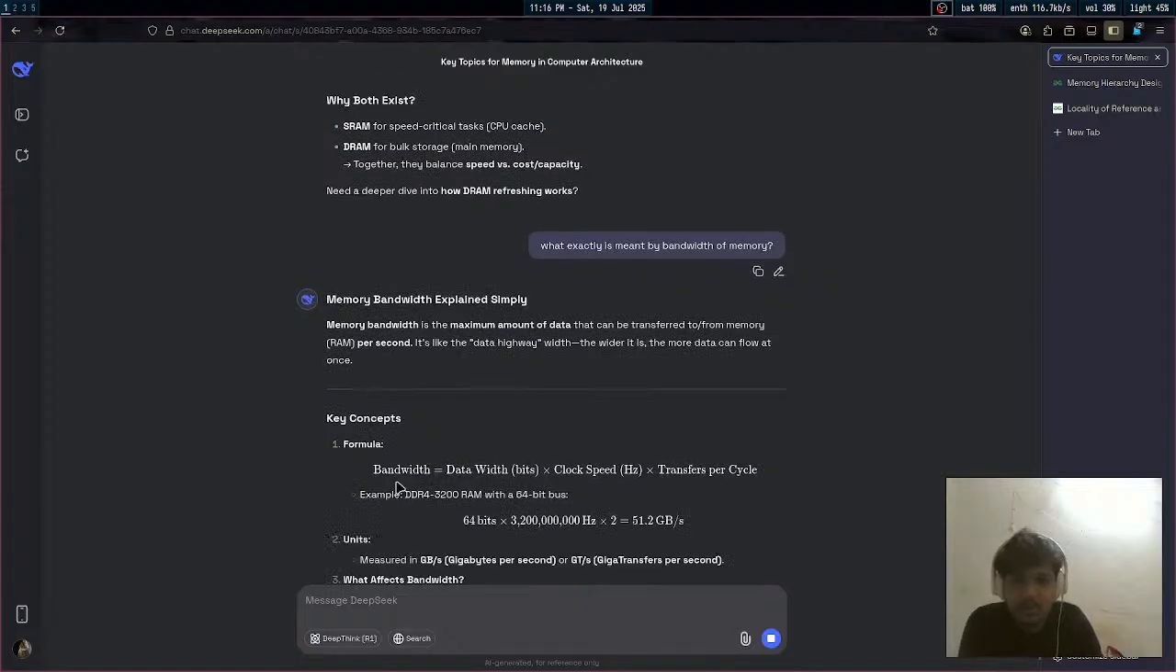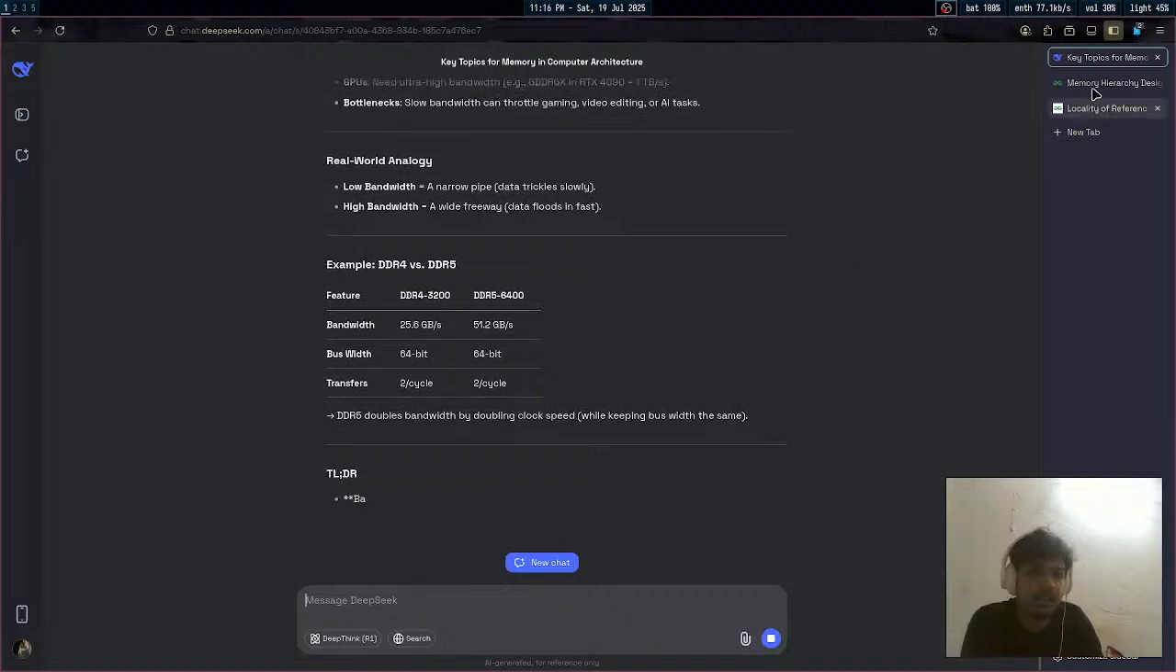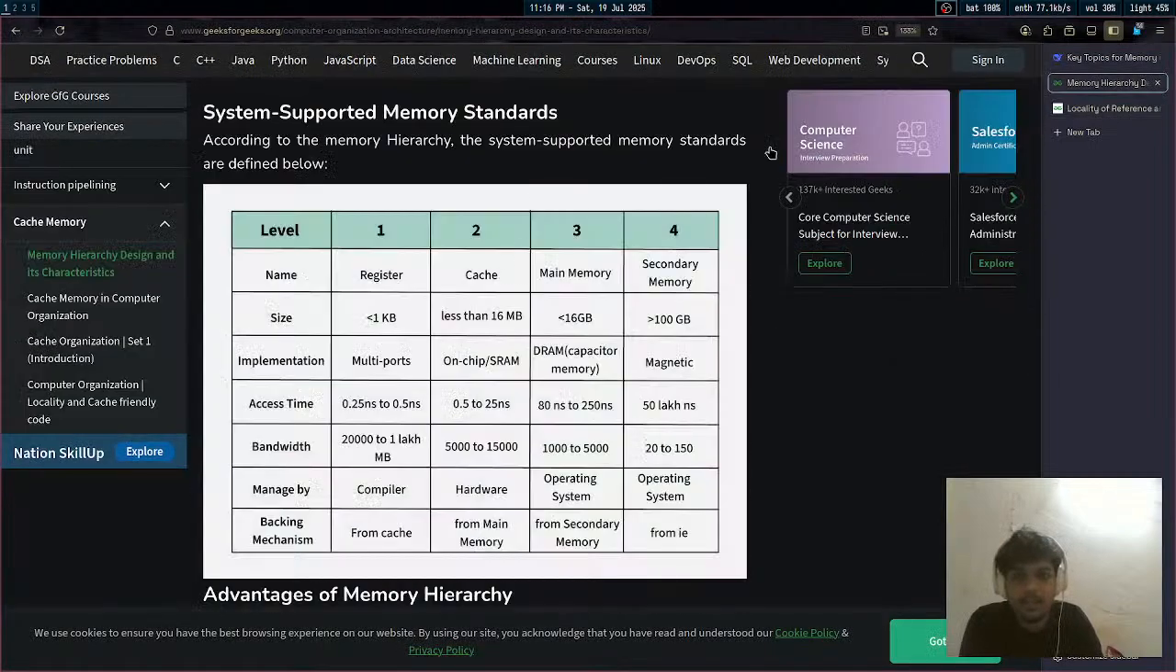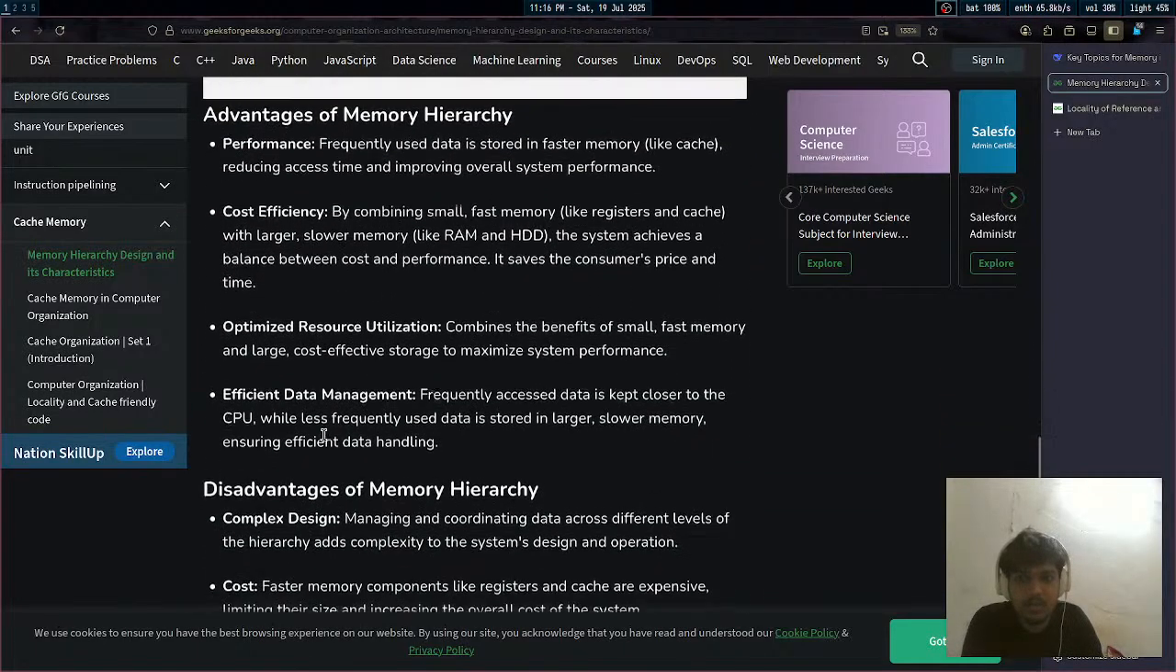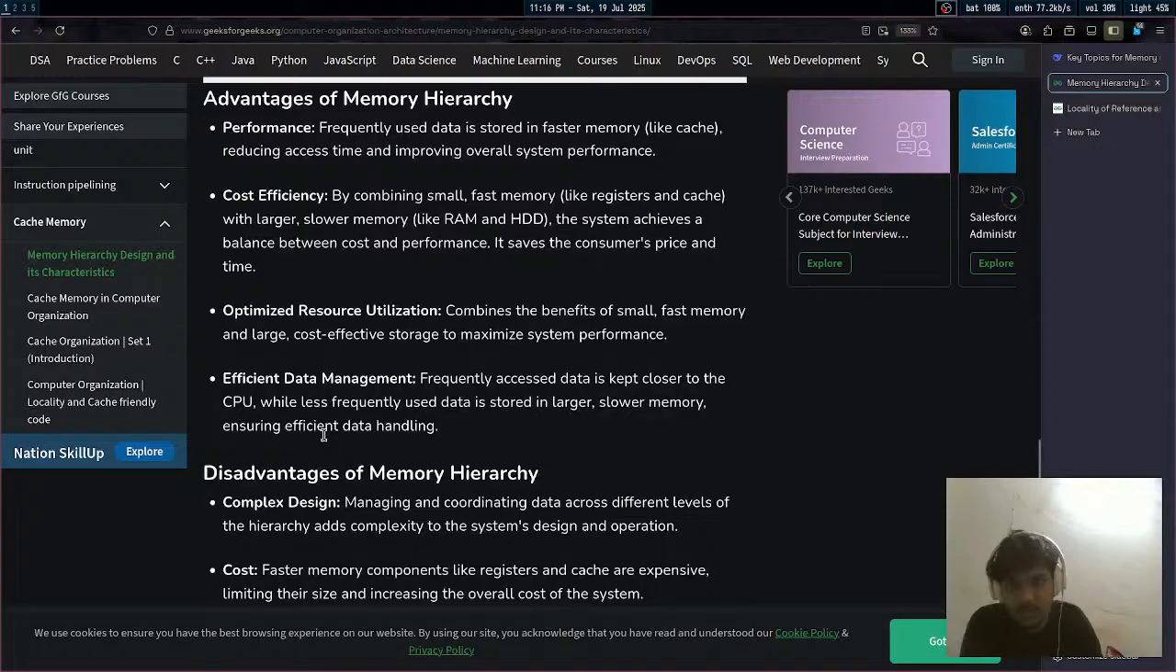Bandwidth is the maximum amount of data that can be transferred to or from memory per second. Yeah, got it. So that is nice. This is related to access time probably, so that should be fine. Advantages of memory hierarchy, cost, all this stuff, I got it, I understood that.